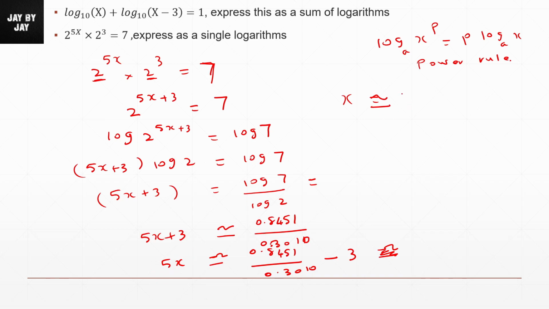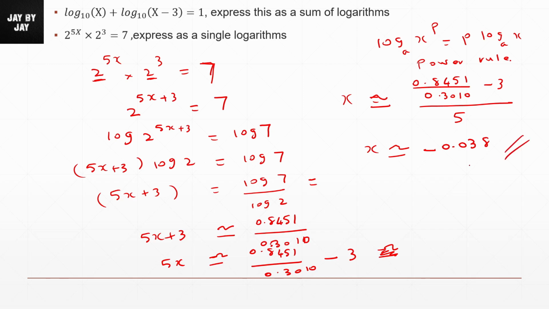by 5. Okay, so again the answer will be 0.8451 divided by 0.3010 minus 3, divided by 5. So the answer is, if you use a calculator, minus 0.3038. This is the answer, and it is approximate because the logarithms are approximate. Okay, so this is the answer for the given one. So next, let's move to the next example.